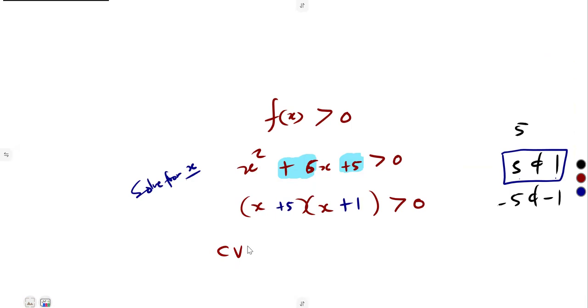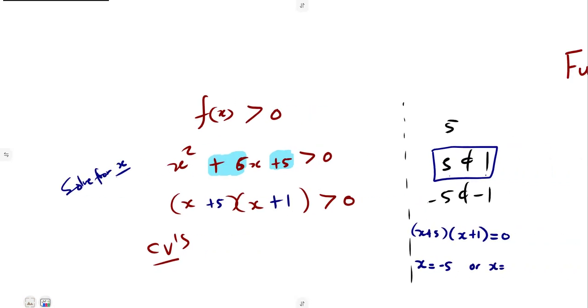Then you determine your critical values, which is just like solving an equation where you take the two brackets, the bracket of x plus 5 and the bracket of x plus 1, equating each to 0. You are no longer focusing on the inequality. You take it as an equation where you equate each bracket to 0. That gives x equal to -5, or x equal to -1. Those are your critical values, where x is -5 or x is -1.